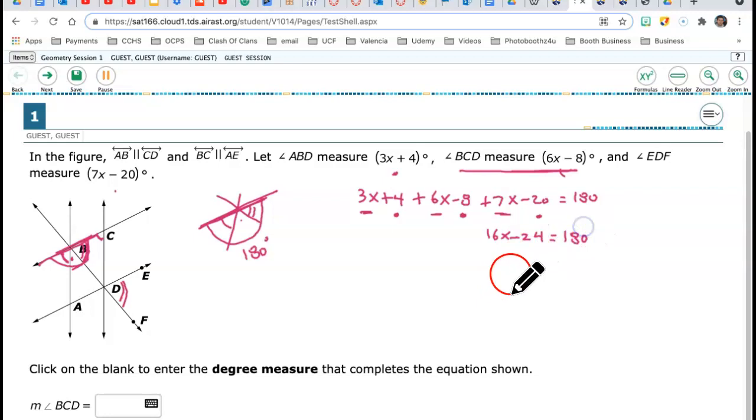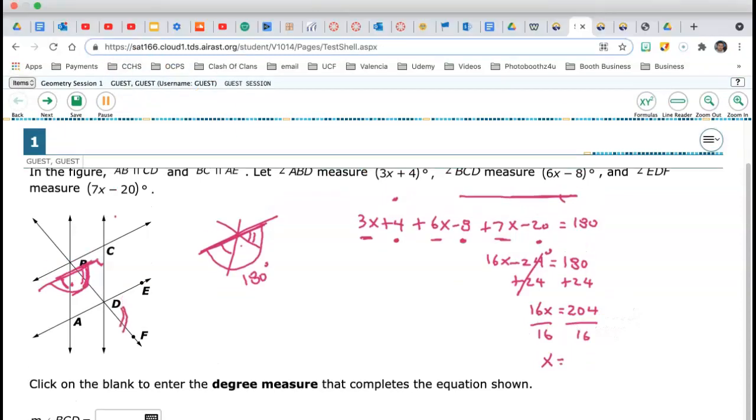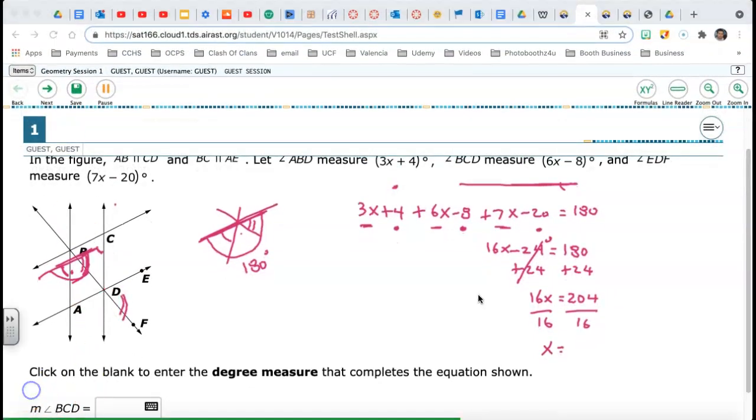Equal to 180. I have to leave the x by itself, so cancel the 24 by doing the opposite. 24 minus 24 is 0. Bring down the 16x, and now I have 204. Okay, and now divide by 16, divide by 16. Make sure you use the calculator. 204 divided by 16 equals 12.75.